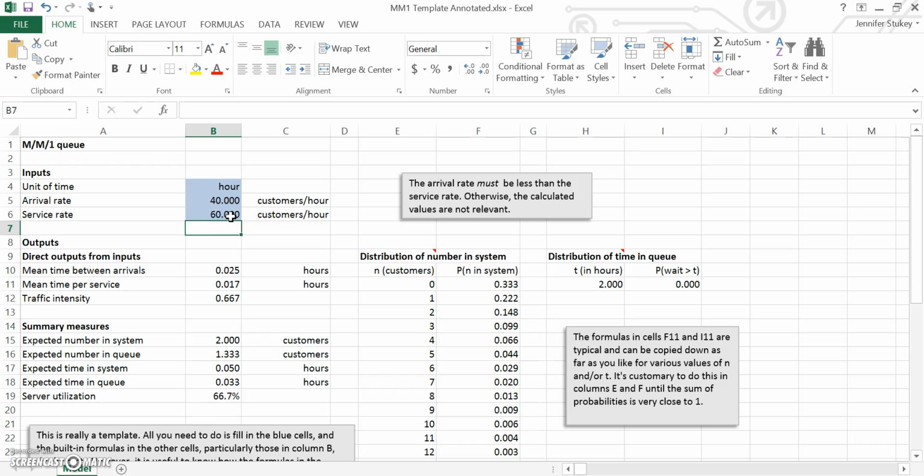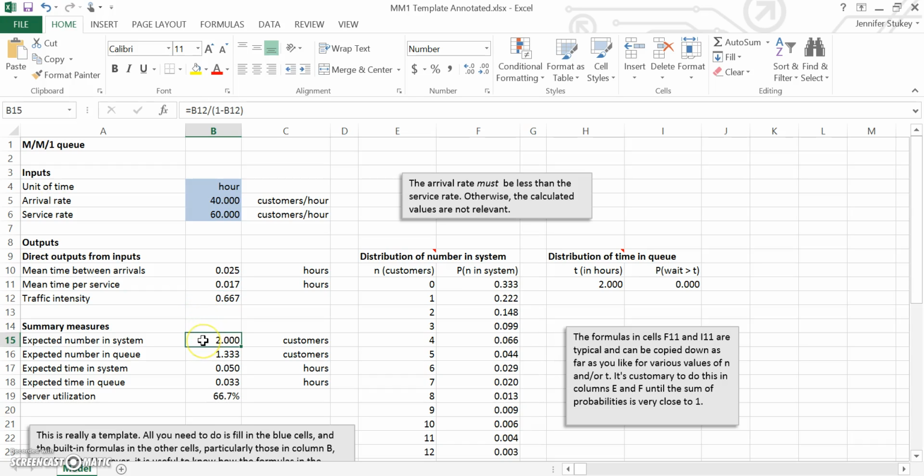All right, so what does this data tell you? You get a lot of data here, but what does it tell you? This number right here in B10 shows you the mean time between arrivals. Remember, this is in hours. We can convert it to minutes if we want to, but it's in hours. This one is how long it actually takes to serve, which is B11, so that is 0.017.